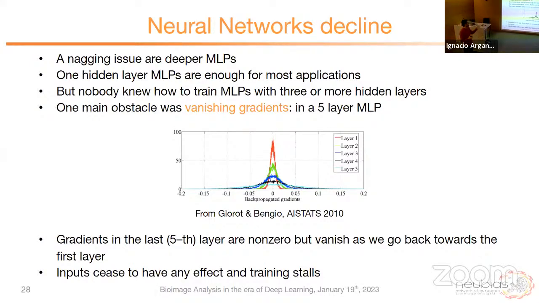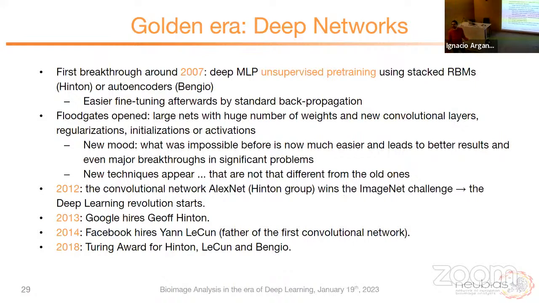Okay. And why was this interesting? Because to attack larger problems with larger data, we needed deeper networks. So how do we jump into the golden era of deep nets? That is where we are right now. Well, everything changed at the end of the 2000s with 2 approaches, one from that guy that I mentioned before, Hinton, and one from Bengio, to pre-train the models first and then use regular backpropagation later. Okay, so suddenly the floodgates opened. We could start using large networks with a huge number of weights and new types of layers, initialization, activations, etc.